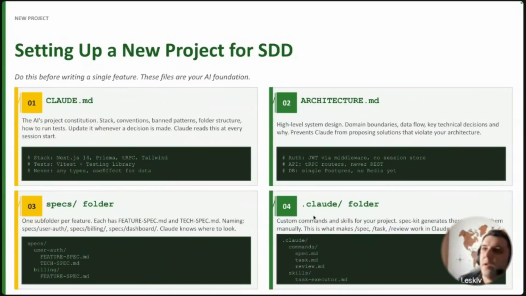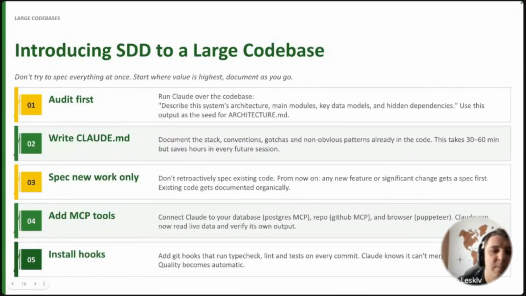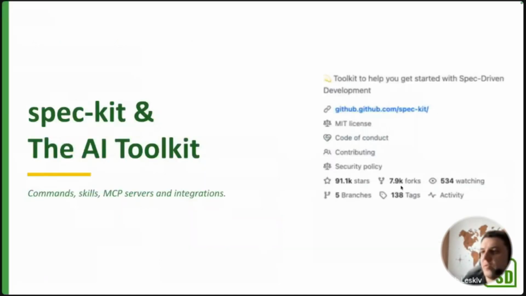With an existing codebase, it's a bit more difficult because you can't specify everything at once. You should start by running some AI over the codebase to generate an architecture description, use that as your ARCHITECTURE.md seed, then write the CLAUDE.md file to capture gotchas already in the code. Then from this point forward, any new feature gets a specification first, and the existing code gets documented organically. For existing large codebases, it's a trickier part.